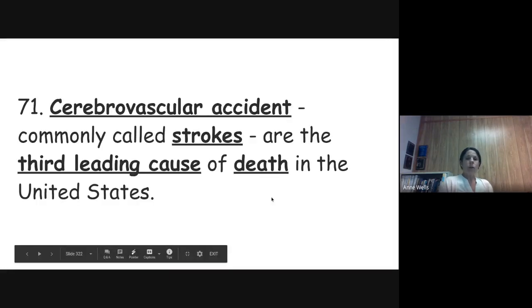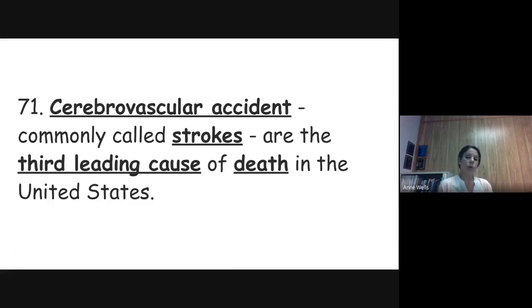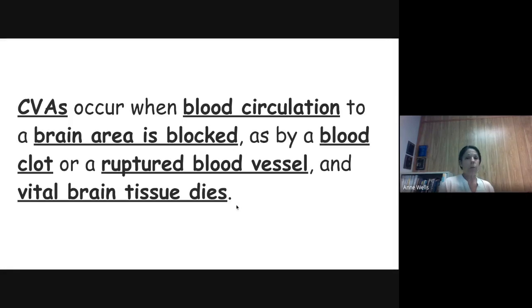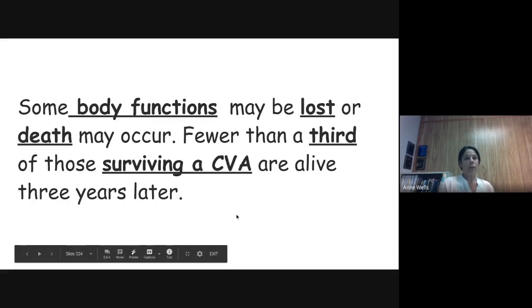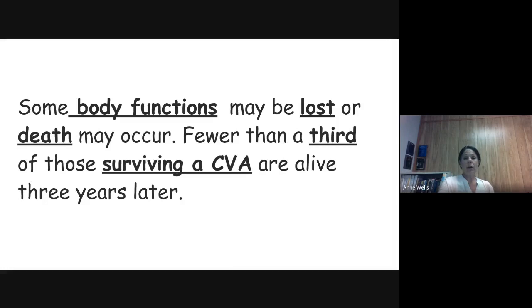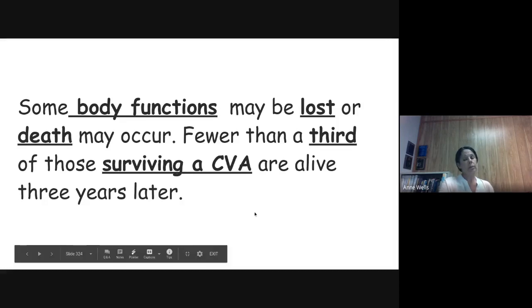Note number 71, cerebrovascular accident. These are commonly what we call strokes, and are the third leading cause of death in the United States. CVAs occur when blood circulation to a brain area is blocked by a blood clot or a ruptured blood vessel, and vital brain tissue dies. Some body functions may be lost or death may occur. Fewer than a third of those surviving a CVA are alive 3 years later.